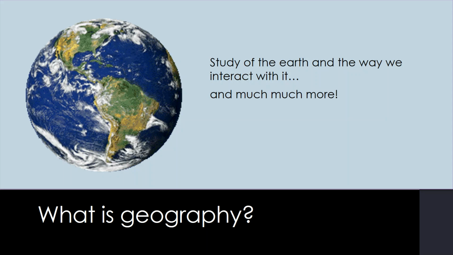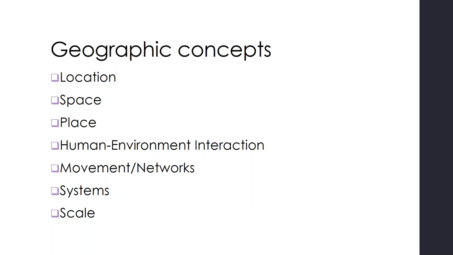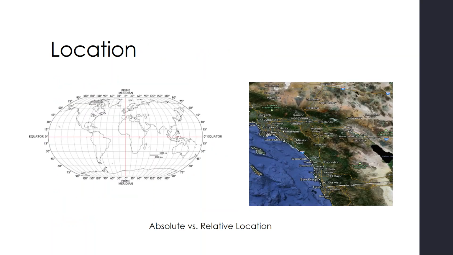I'm an environmental geographer. I primarily research marine conservation and marine protected areas, but you can do a lot with geography. So there are these basic concepts that geographers use to look at the world, and I'm going to go through all of these individually, but they're location, space, place, human-environment interactions, movement, networks, systems, and scale. There are only a few that we're really going to concentrate on in this class, but they'll all show up at one point or another.